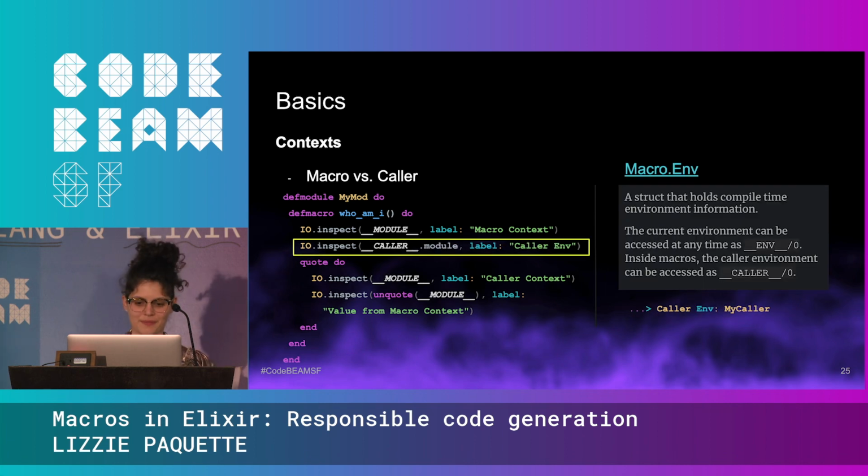And then one more. So there's also this thing called macro env. It holds a struct that holds compile time environment information. You can access it using __ENV__, or you can access the caller's environment by doing __CALLER__. And doing that, you can also find out who your caller is and maybe what functions they define, et cetera. And that might all be useful when you are writing macros.